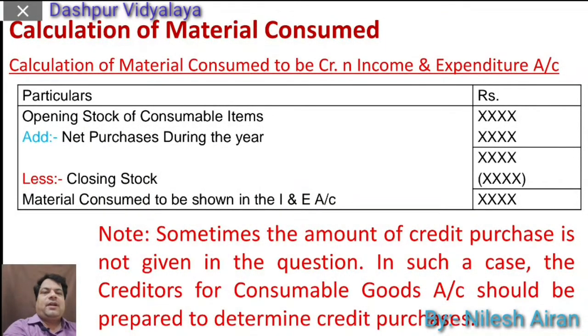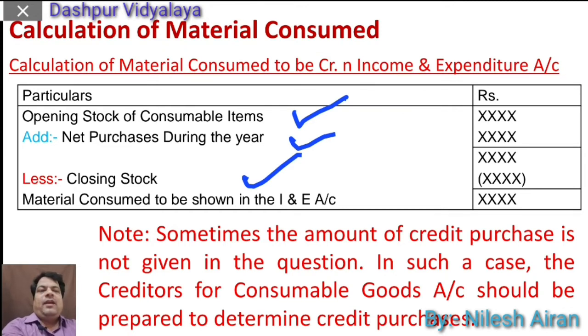Either we can prepare the accounts, or we can calculate it if we are given the opening and the closing balances. If we are given the opening and closing balances, first of all we have to write the opening balance of the material. Then we add the net purchase during the year. Then closing stock is deducted. It means when you write how much stock we had in the beginning, and add how much we purchased, it becomes the total amount, and then closing stock is deducted so that we can calculate how much amount we have used during the year.